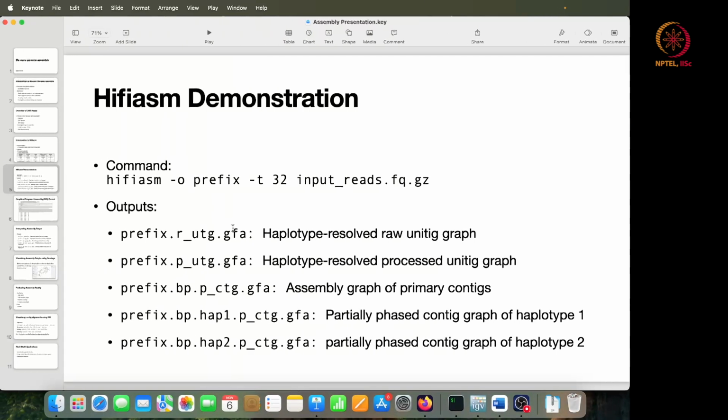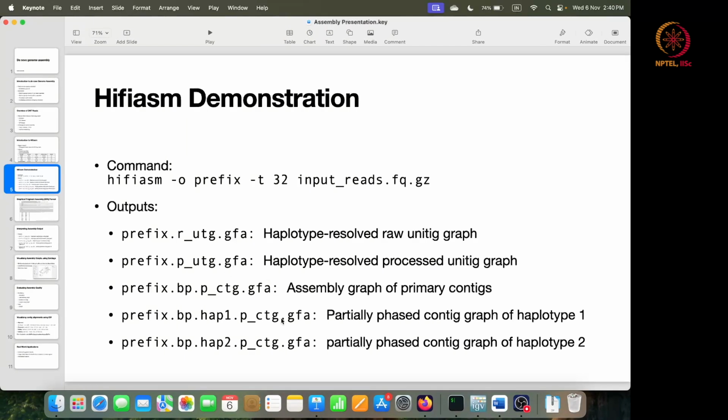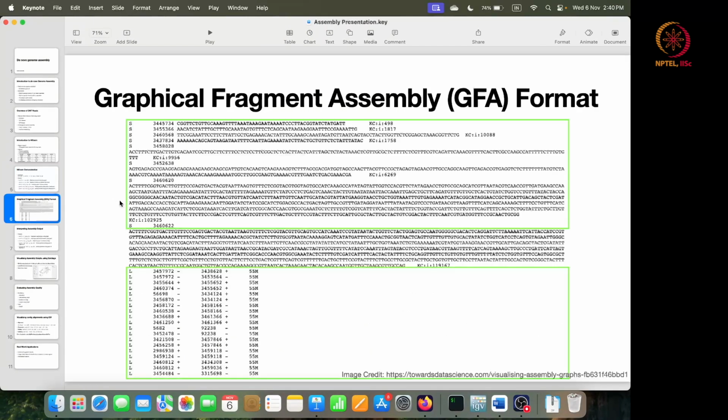So, I have said here that hifiasm generates GFA files as output. What are GFA files? GFA stands for Graphical Fragment Assembly Format. This is a way of storing the graphs that are generated by Hi-Fi ASM, and each line in this file is tab delimited. A line can start with S or it can start with L, and there are a few other options that these lines can start with.